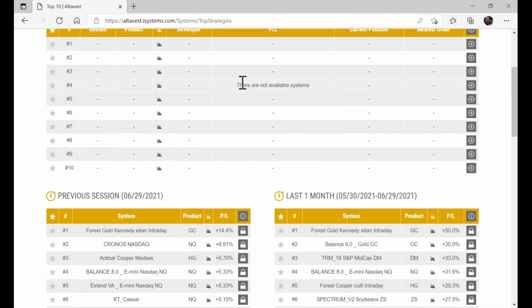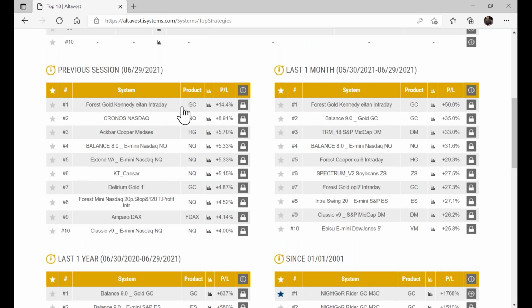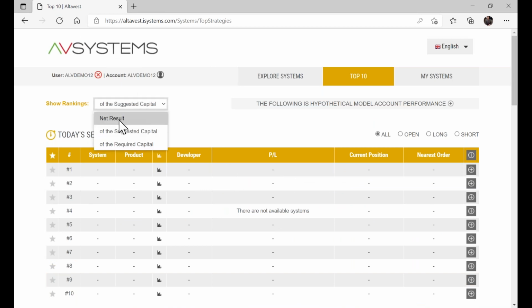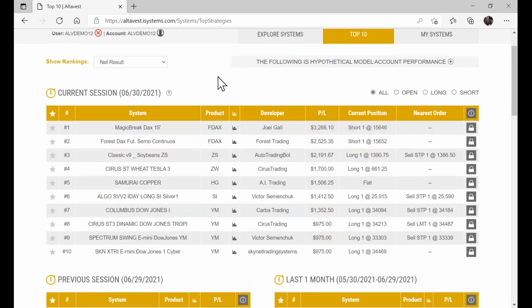You can't see the current because it's not booked yet, but yesterday the best performer as a percentage of the suggested capital was a gold system, over 14%. So pretty interesting. And of course, you can just go right back to the net result, and that's just a net dollar figure. So you can see there the numbers flashing. The best system today is making over $3,200.